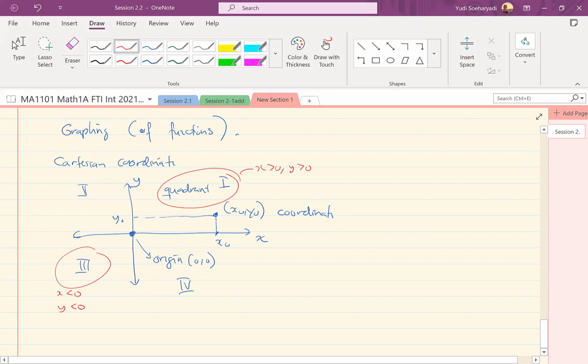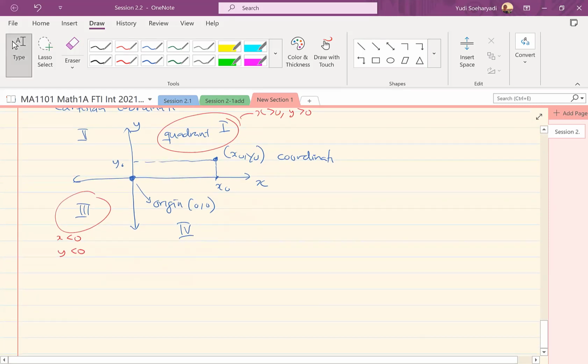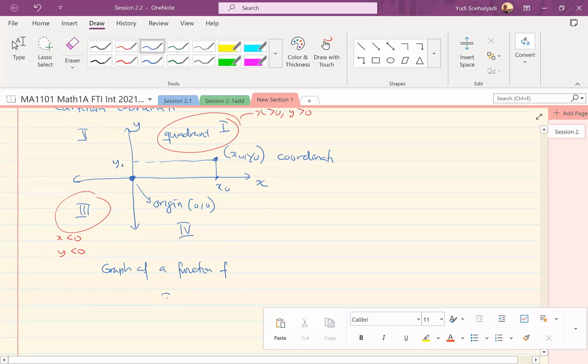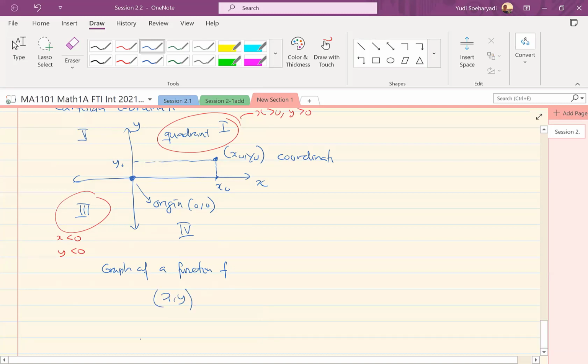Okay, let's do some graph of the functions. So what is the graph of functions? Graph of function f is the set of xy. So set of coordinate in which y is the value of the functions.